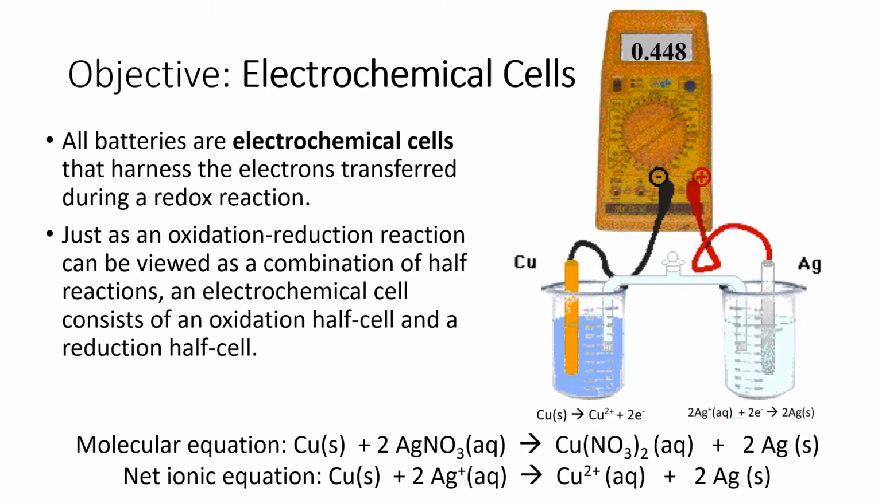So why are electrochemical cells important? Batteries are actually all electrochemical cells. What they do is they harness the electrons transferred during the redox reaction that is occurring, and they're using that to generate voltage. So in a redox reaction, you have oxidation and reduction occurring at the exact same time, and you can view it as a combination of half reactions. Oxidation is one half reaction, reduction is the other half. So an electrochemical cell overall consists of an oxidation half cell and a reduction half cell.